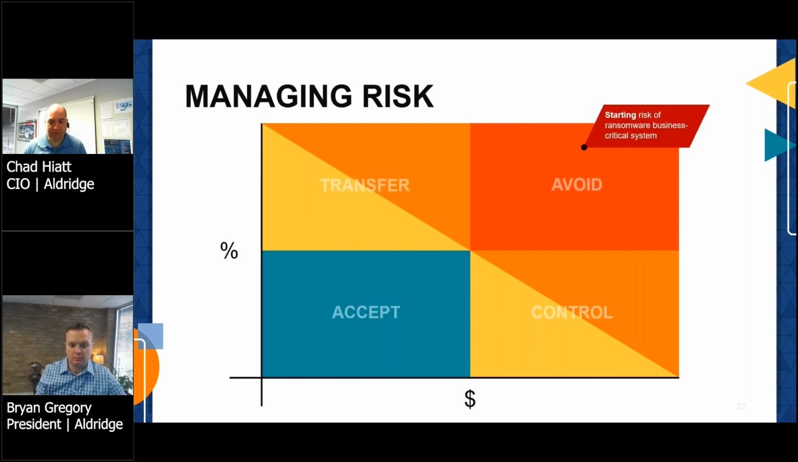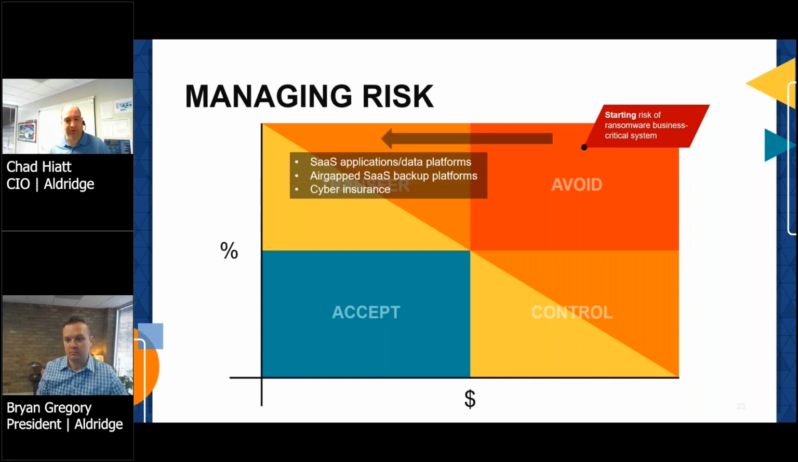So starting example, we've got a business critical system, and I'll keep it generic for this example. We know that if we don't do anything to protect it, if we don't require user logons, if we make it accessible to the internet, if we don't run backups, there's a really good chance it's going to get compromised. And when it gets compromised, we know we won't be able to conduct business. And ouch, that one's high probability and high cost.